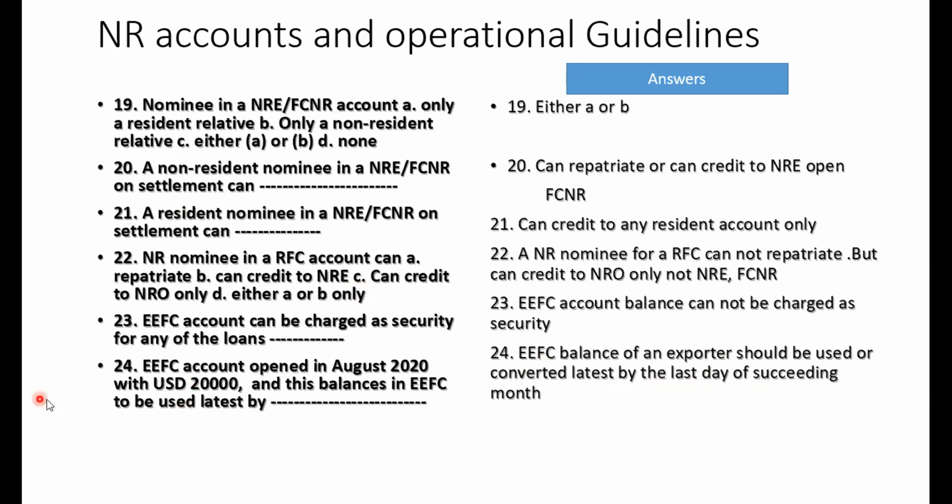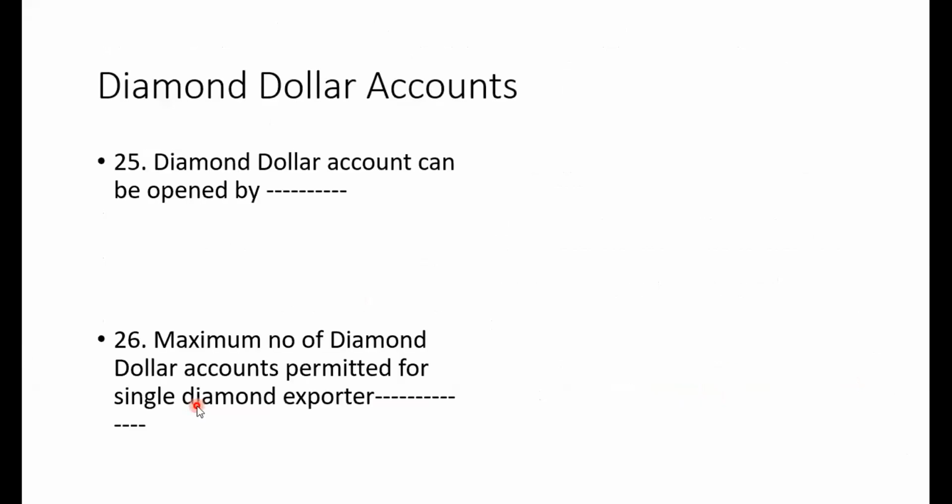Now there is a time gap; earlier the time gap was not there. Now it has to be utilized latest by the last day of the succeeding month. Okay, so now the diamond dollar account. Every now and then they are asking. Last question also. I think every year, 2 exams.